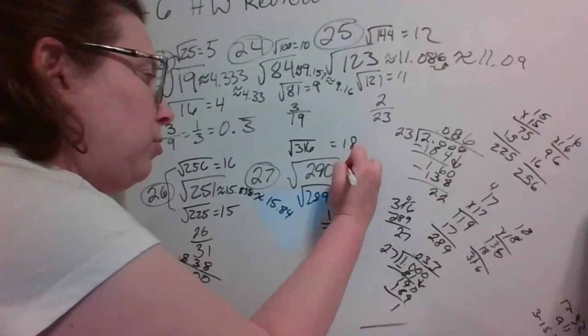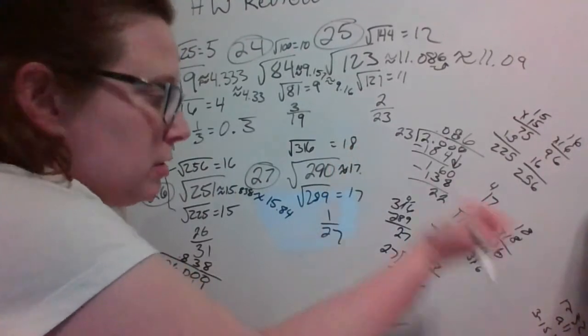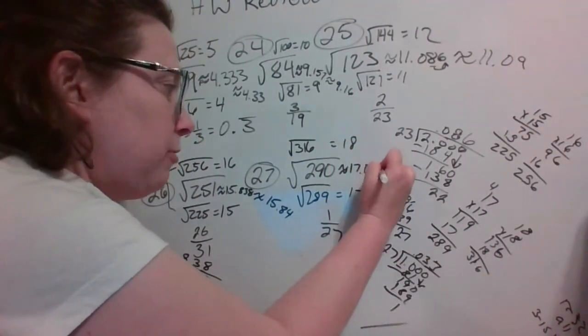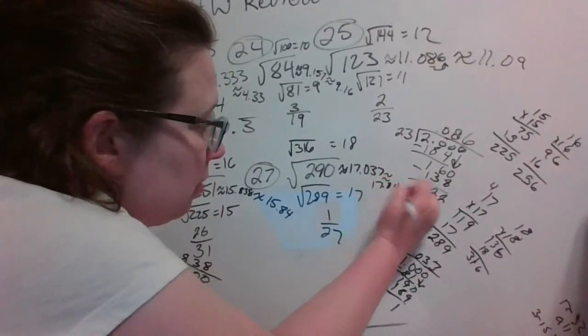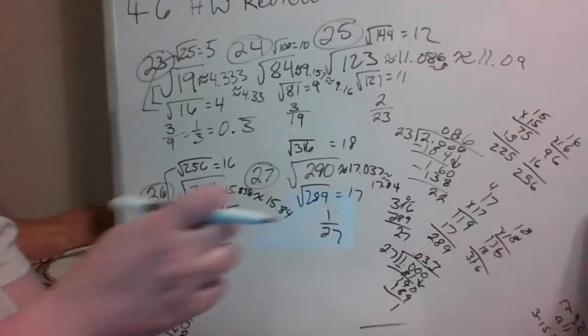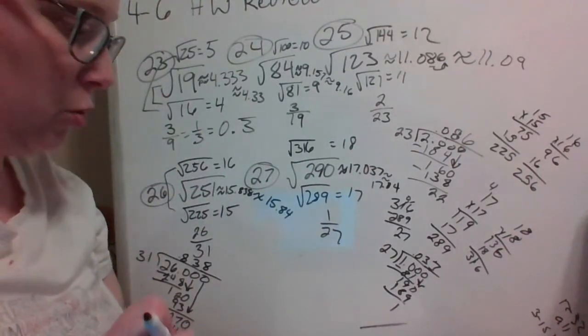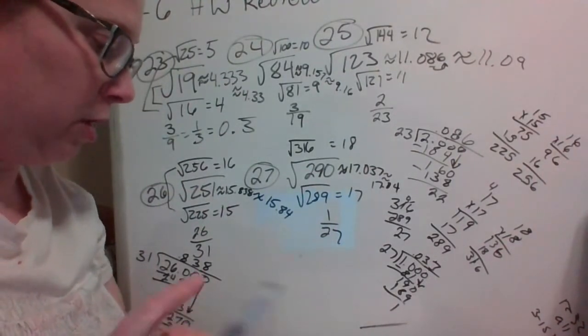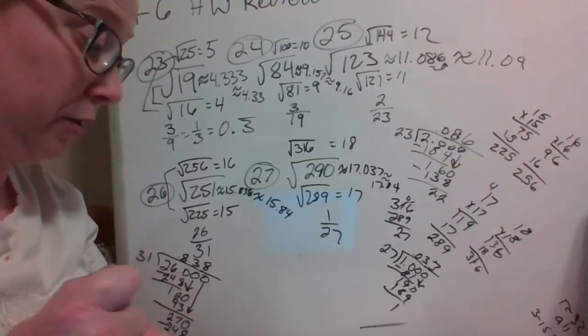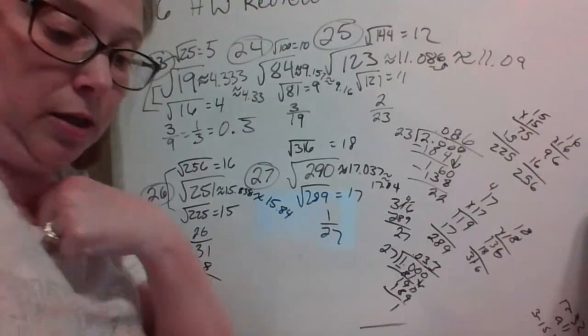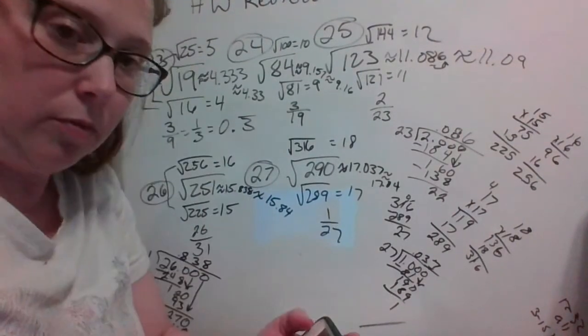Alright, so here we're going to have about 17 and 37 thousandths, which would round to 17 and 4/100. So that is 28. The last couple here, you're allowed to use a calculator and round to the nearest tenth.